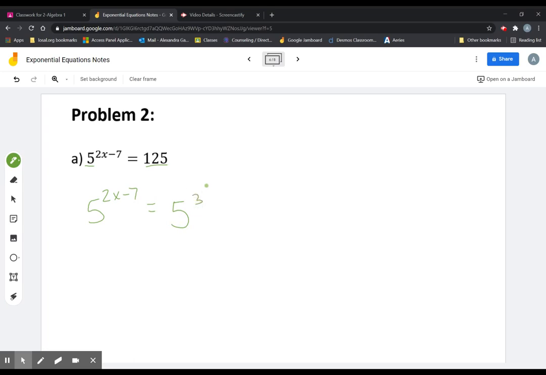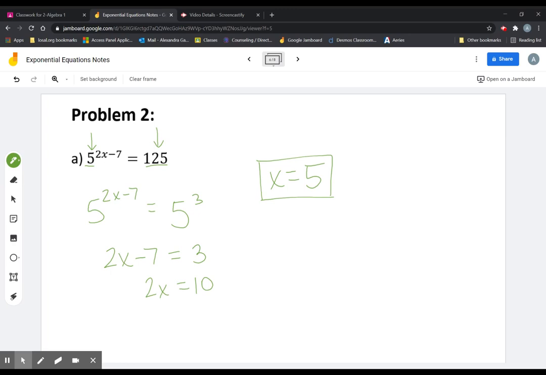So once I've set that up, I can ignore the 5s since they're the same. I'm trying to get 2x minus 7 equal to 3. I'll add 7 to both sides, and I'll get x is 5. So the idea again is watch for those bases first.